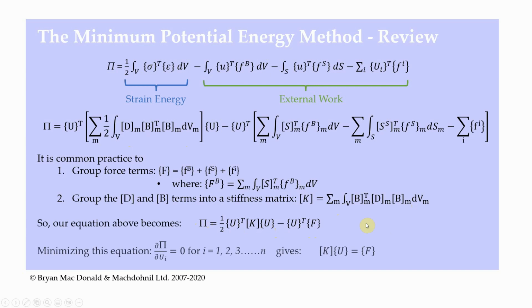As we discussed at the end of the last video, minimizing this equation basically at the nodes ends up giving us our equation of static equilibrium, which is K times U is equal to F. In other words, stiffness matrix times nodal displacement vector is equal to the global force vector.